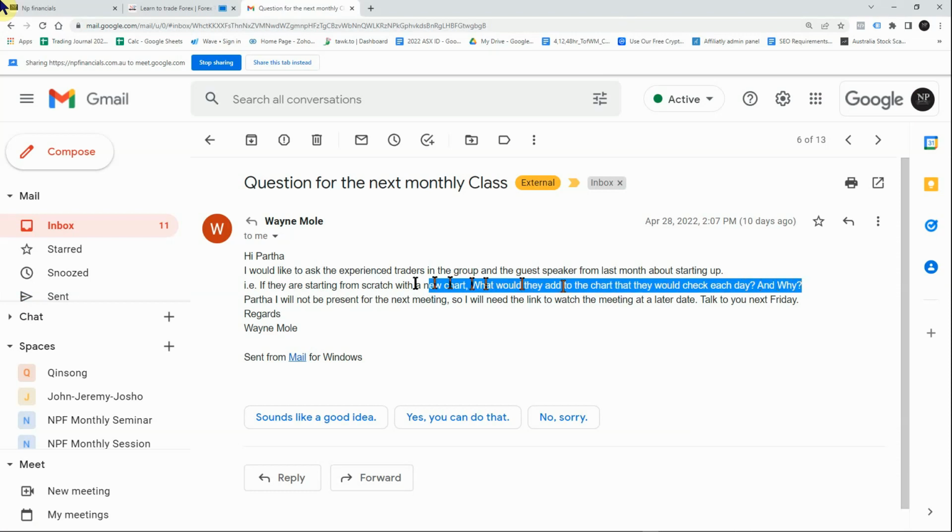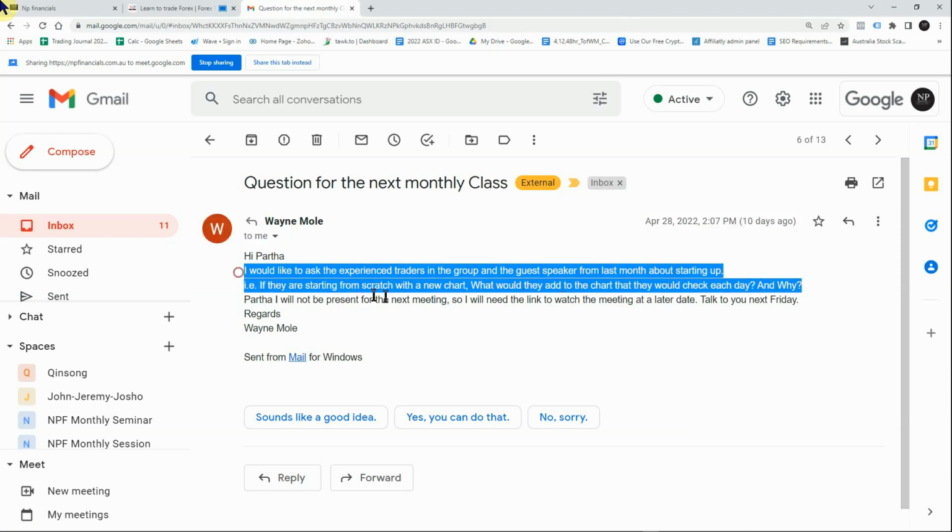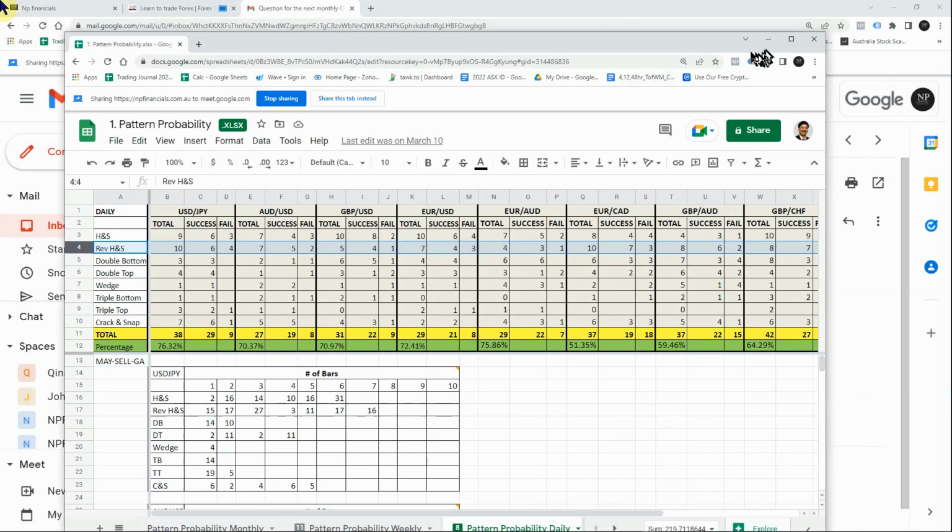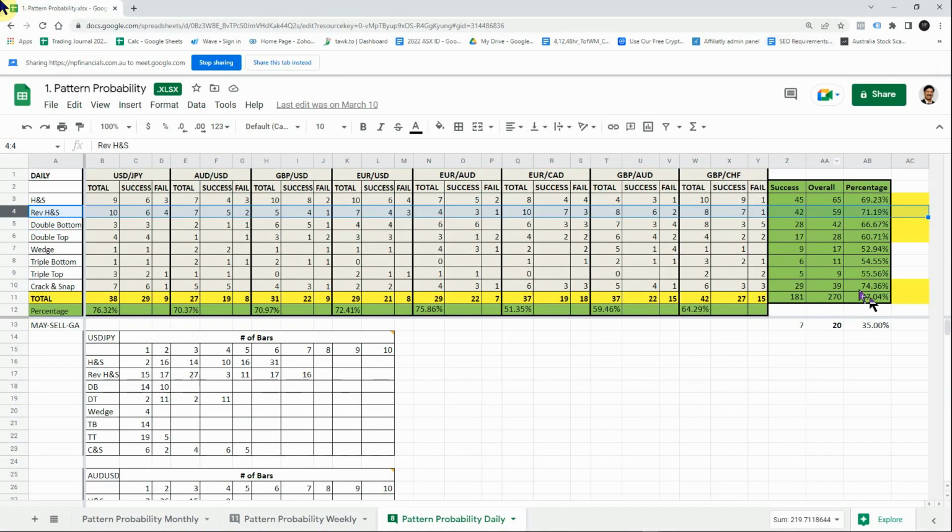I have one question here. When you do a successful crack and snapback, it has gone up basically. The trend is reversed. You don't do a measurement there.